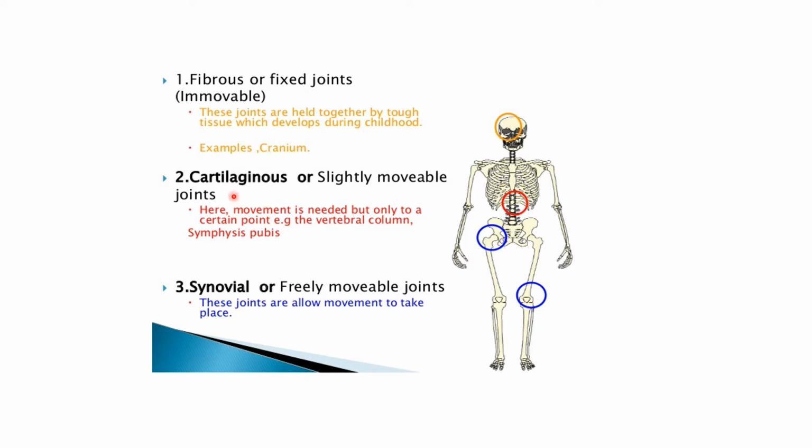Second is cartilaginous or slightly movable joints. Here movement is needed but only to a certain point. For example, in the vertebral column and symphysis pubis, as you can see in the vertebral column and symphysis pubis.